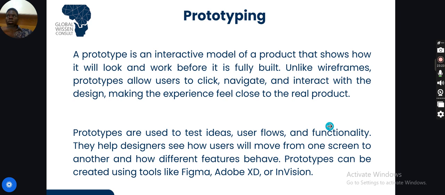Still on prototype, we have two types. But before then, let's still look at the prototype. A prototype is an interactive model of a product that shows how it will look and work before it is fully built. Unlike wireframes, a prototype allows users to click, navigate, and interact with the design, making the experience feel close to a real product. But it's not really a real product. It's just linking you to the important pages. Once you click there, it helps you navigate to those pages. Just the navigation; you might not actually get into it being functional.